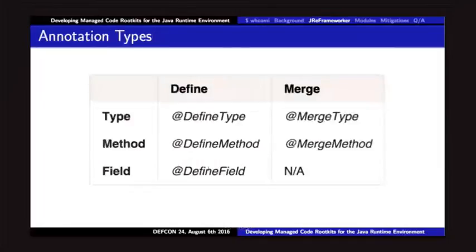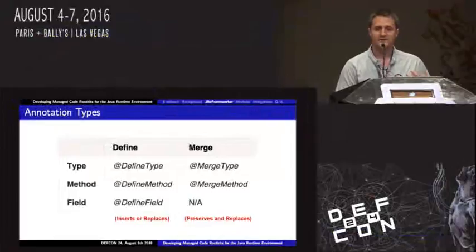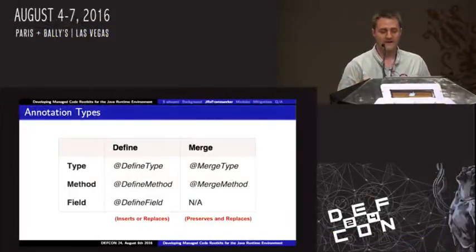We have quite a few different annotations. Not too many, actually. There are two main types, define and merge. A define type inserts or replaces the old behavior, because sometimes you just want to completely blow it away and replace it with something new. But sometimes you want to preserve the old behavior and then hook into it or add a subtle difference to it, but otherwise behave like normal. That's what the merge type is.